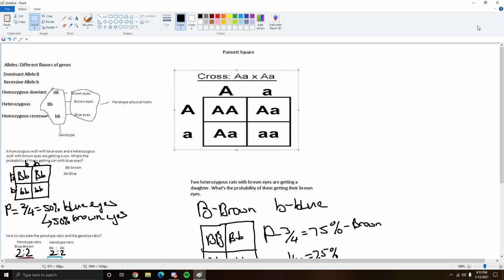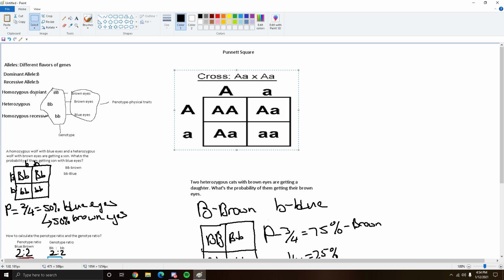So Punnett squares. Alleles are the different flavors of genes. That means either capital letter B or lowercase b, right? The dominant allele is the capital letter B. The recessive allele is lowercase b. As we know, lowercase b stands for blue eyes, and uppercase B stands for brown eyes. You can use other traits too, like hair, nose, freckles, but today we're just going to be talking about eyes.